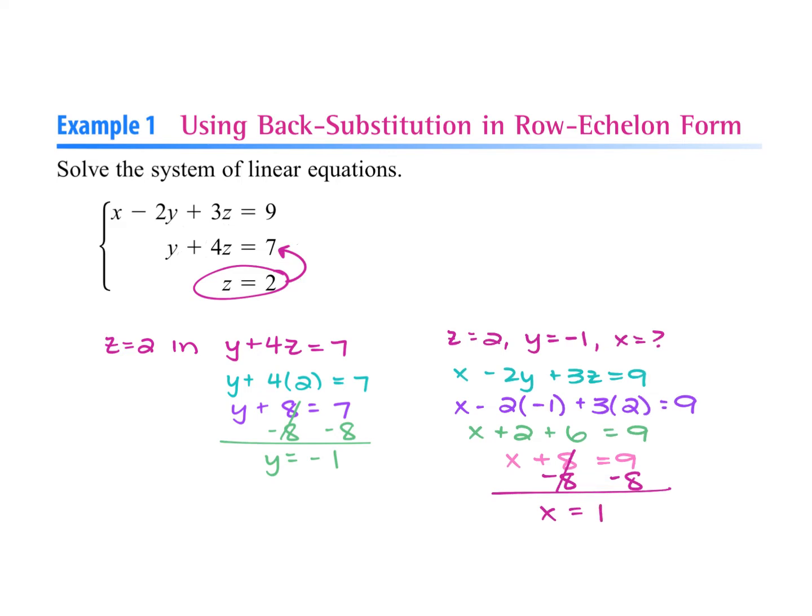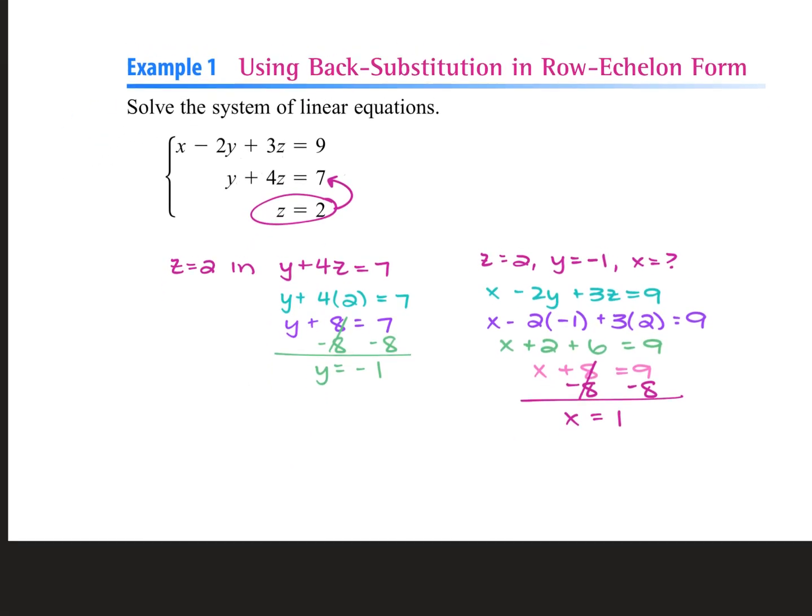So now that we have x, y, and z, we're going to put it in the form of (x, y, z). So that's going to give us (1, negative 1, 2).